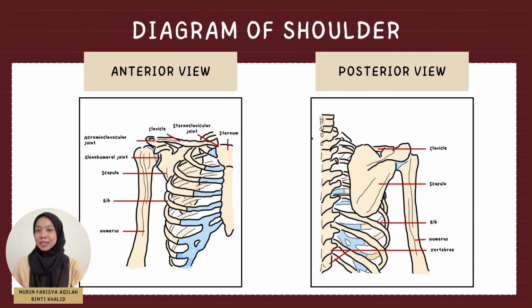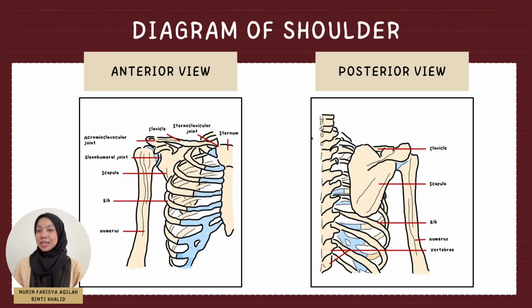Let's take a look at this diagram of the shoulder, which illustrates both the anterior and posterior view. As we know, the human body has two pectoral shoulder girdles that attach the bones of the upper limb to the axial skeleton. It's clearly shown in this diagram. Each of the two pectoral girdles consists of a clavicle and a scapula, which articulate with the proximal humerus.